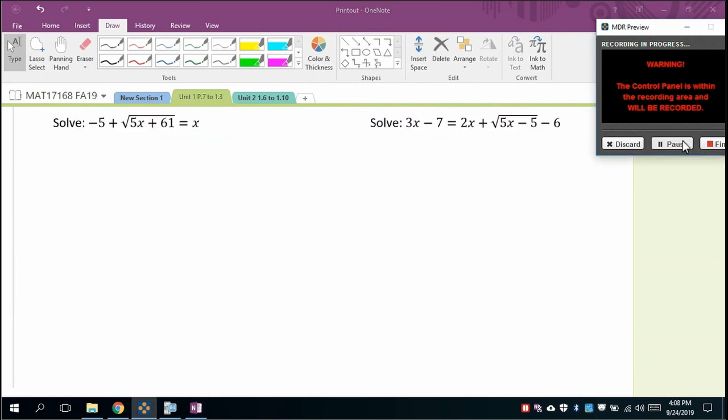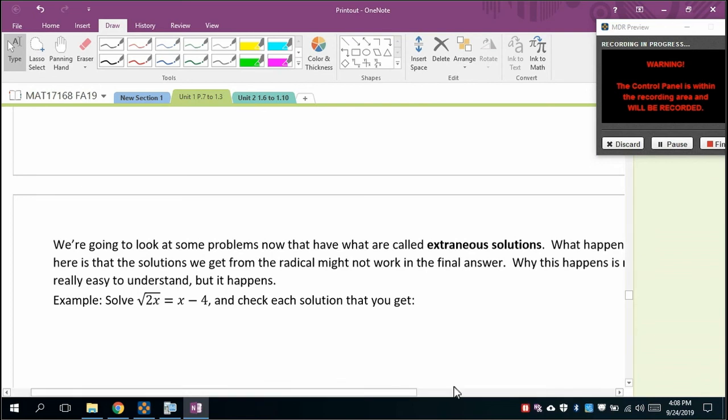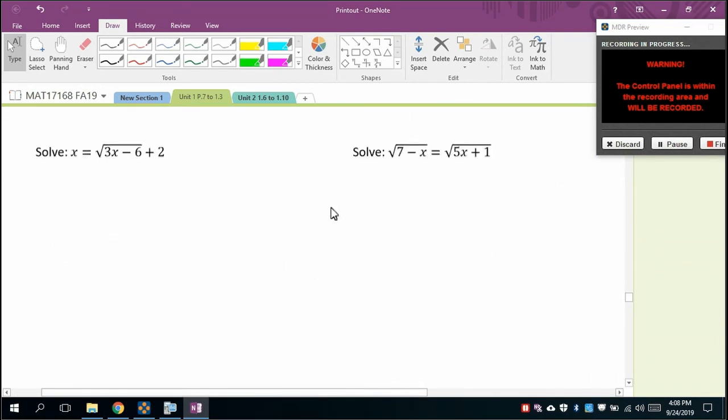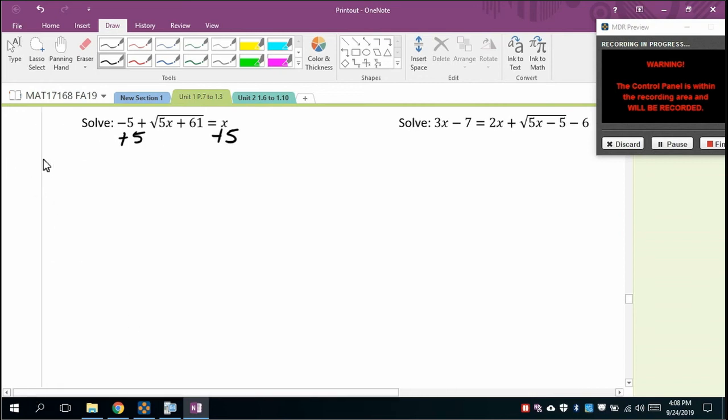Alright, so if you go to, I believe this is page 32, I'm going to do these last two radical equations. Now I'll have a video for P9 at another time, some P8 examples. We've got to get the radical by itself first. So we'll add 5, and so what will happen is we'll have the square root of 5x plus 61 equal to x plus 5. Now we're going to square both sides and get rid of that radical.